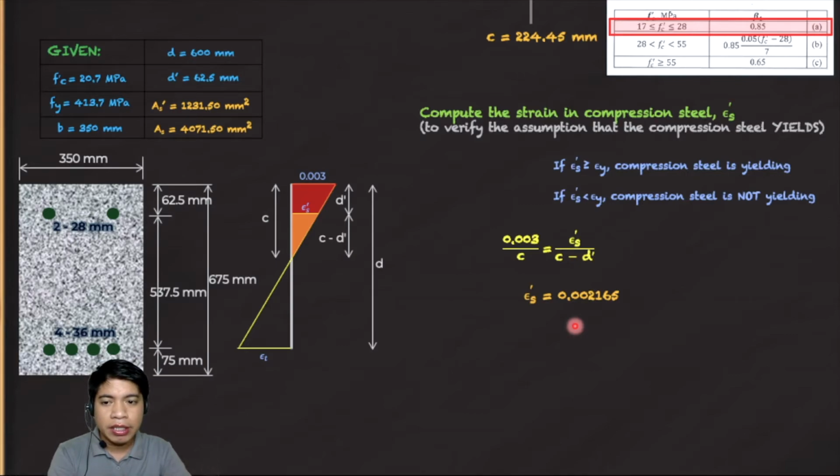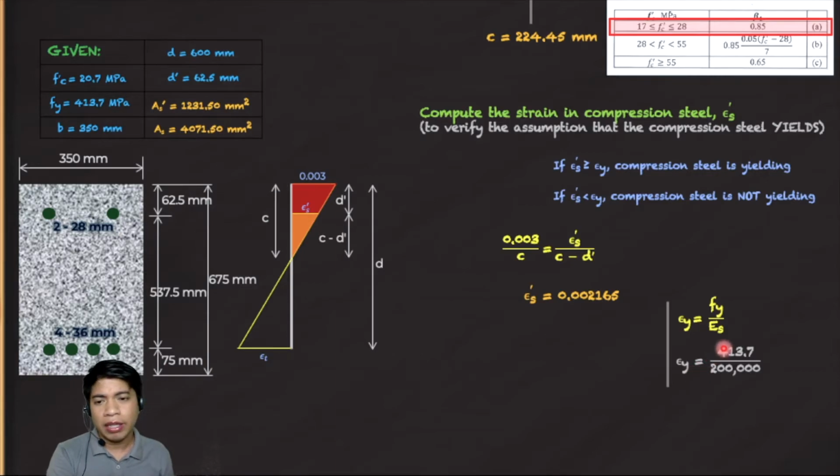Okay, so ngayon guys, i-compare natin siya sa ating yield strain. Pero wala pa tayong yield strain, so kailangan muna natin i-compute si yield strain. Para sa pag-compute ng yield strain, madali lang naman, that is F sub Y divided by the modulus of elasticity ng steel. So, yung F sub Y natin is given sa problem, guys, that is 413.7. Nandito nga yung sa table kasi given nga siya sa problem. Tapos, obviously, constant man yung ating modulus of elasticity ng steel, that is 200,000 megapascal. Okay, so yung ating yield strain ay magiging 0.002069.